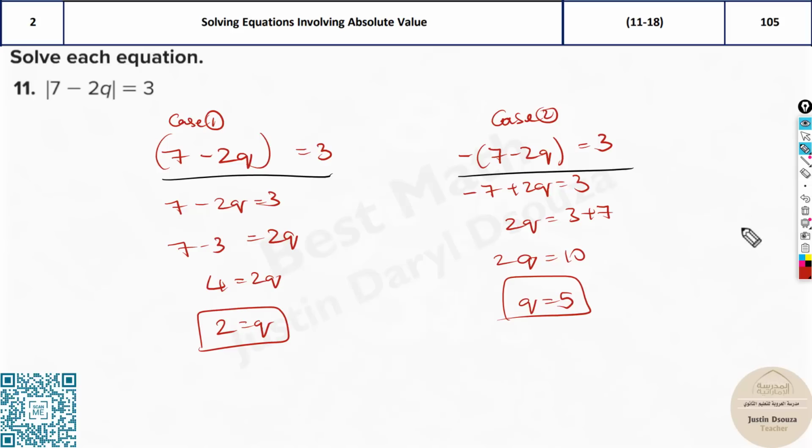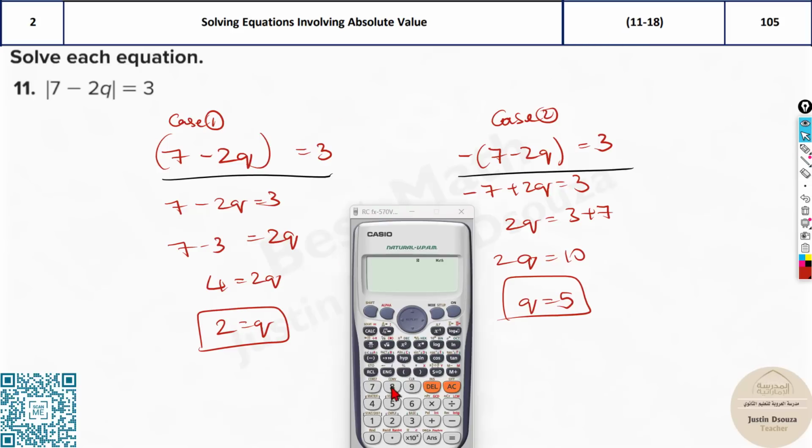Only the cases you need to write and then you can use your calculator. For the first one, you do not need to put a bracket because there's no negative sign. Minus 2Q cannot be written, it's X. That is equal to 3. Shift and solve, then make it equal to 0, the answer is 2. Yes, that's case 1.